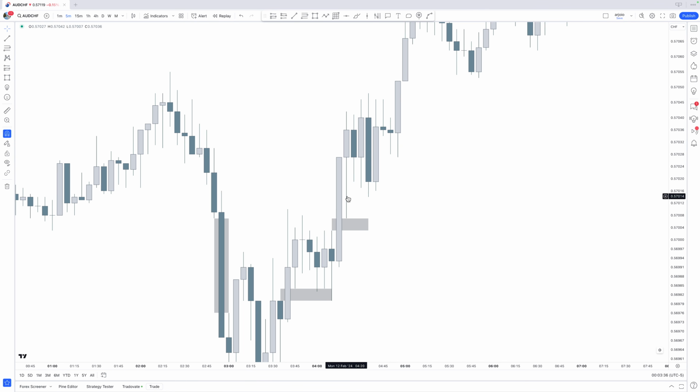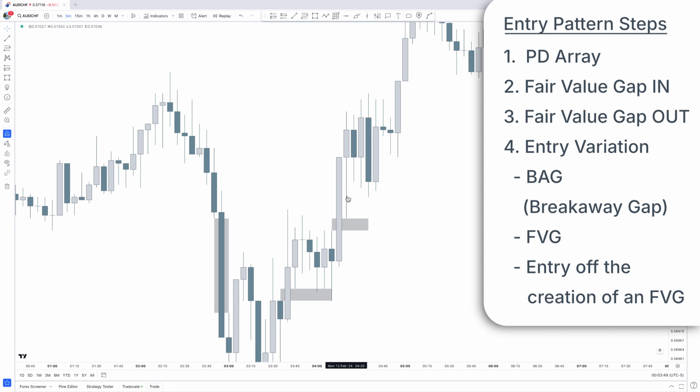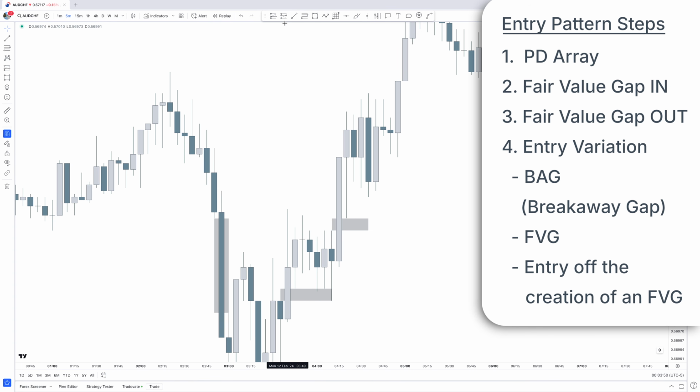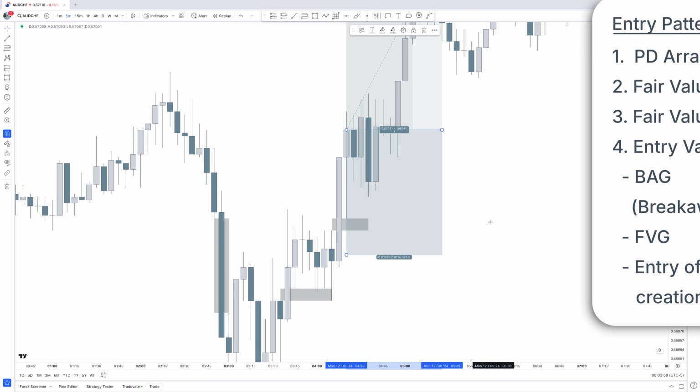This is where you use the last variation, which is not entering on the discount array that was there above the fair value gap, not entering off the FVG itself, but you enter off the creation of the fair value gap itself, meaning this fair value gap gets created once this third candle closes right there. That is exactly your entry.